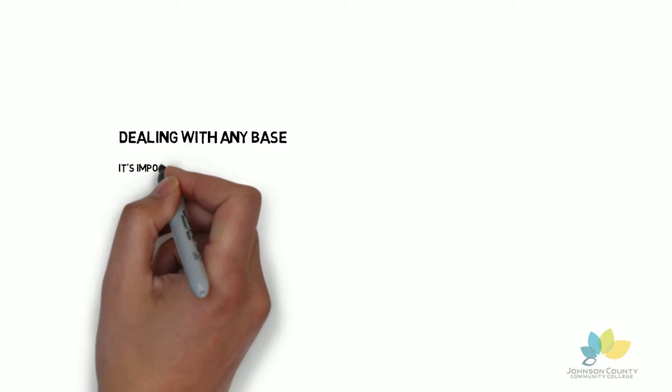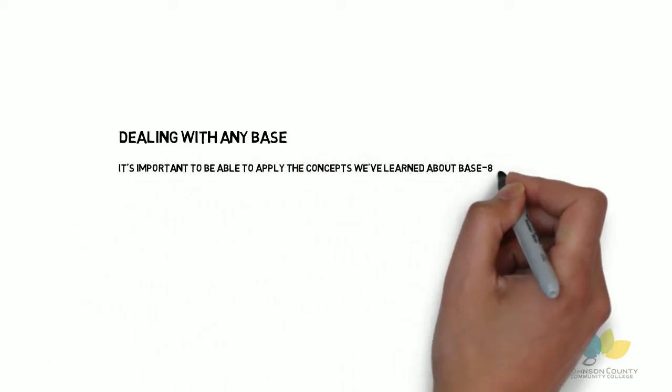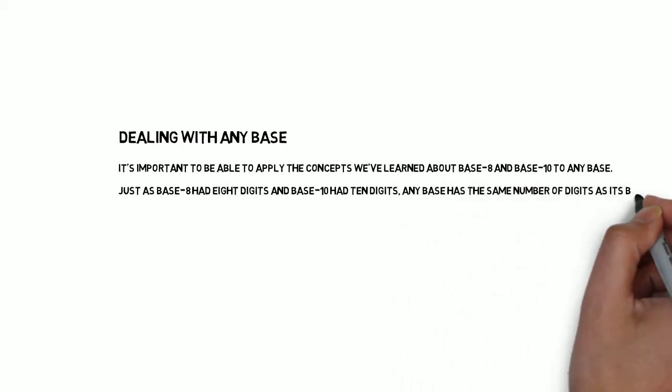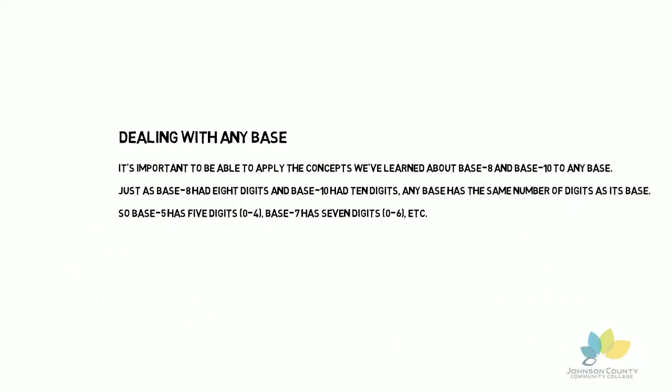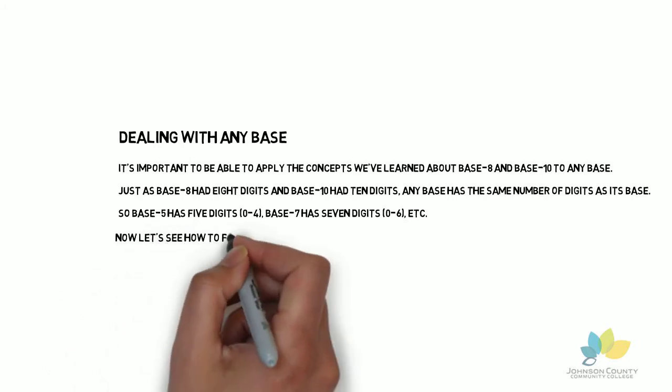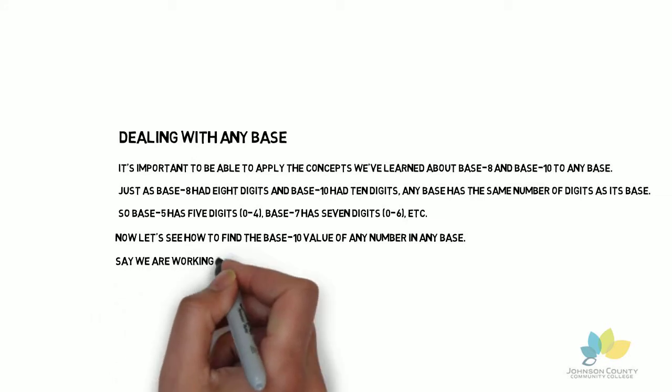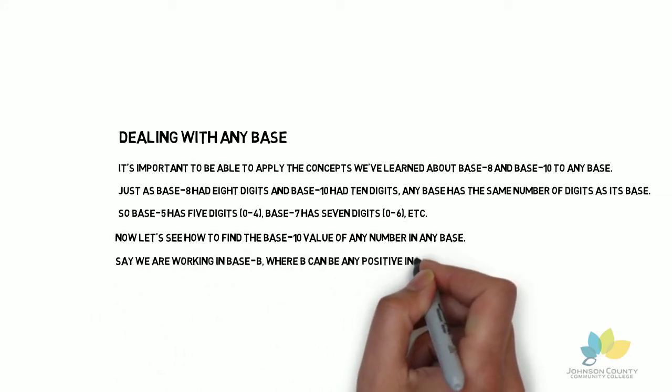How do we deal with any base? It's important to be able to apply the concepts we've learned about base 8 and base 10 to any base. Just as base 8 has 8 digits and base 10 has 10 digits, the base has the same number of digits as its base. So base 5 has 5 digits, base 7 has 7 digits, and so on. Now let's see how we can find the base 10 value of any number in any base.